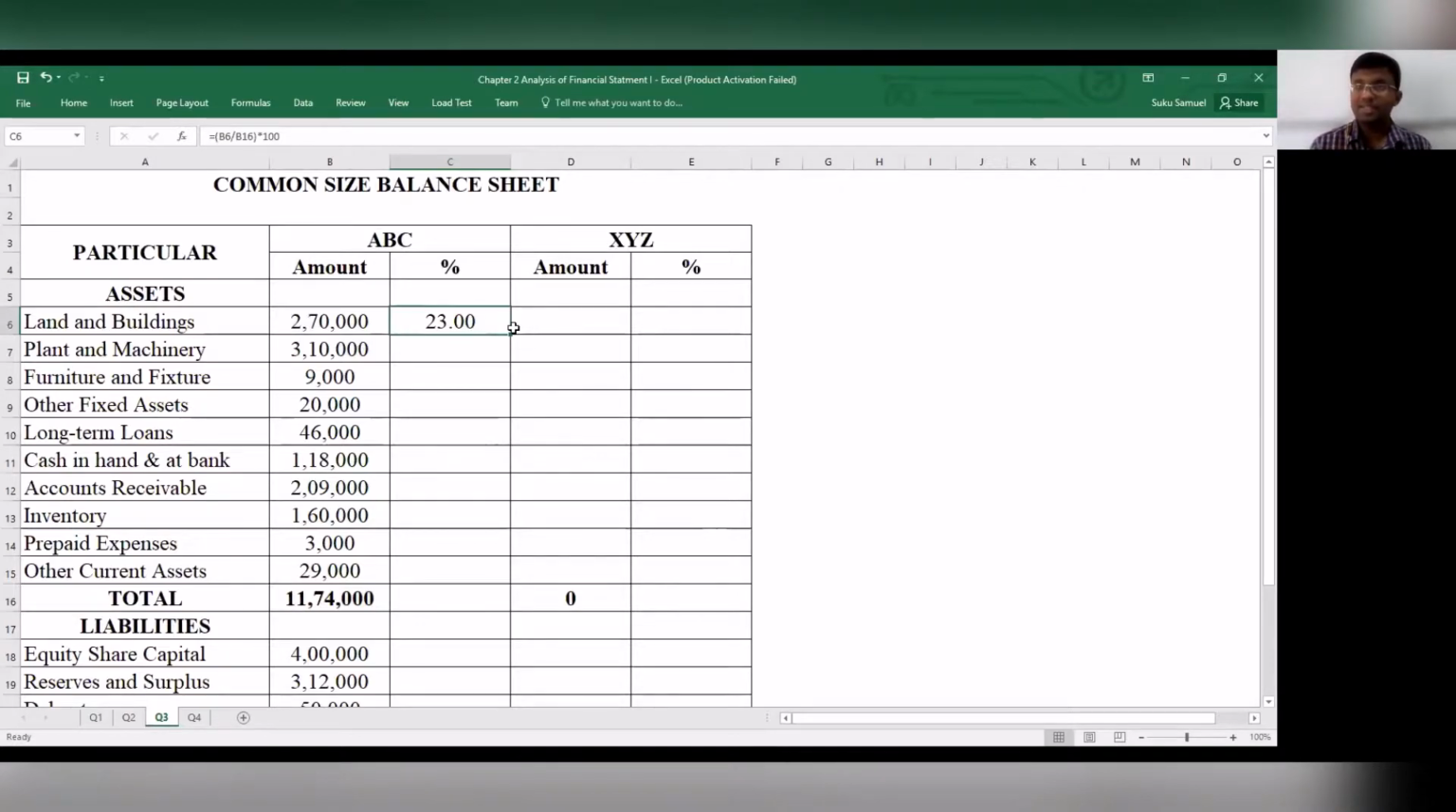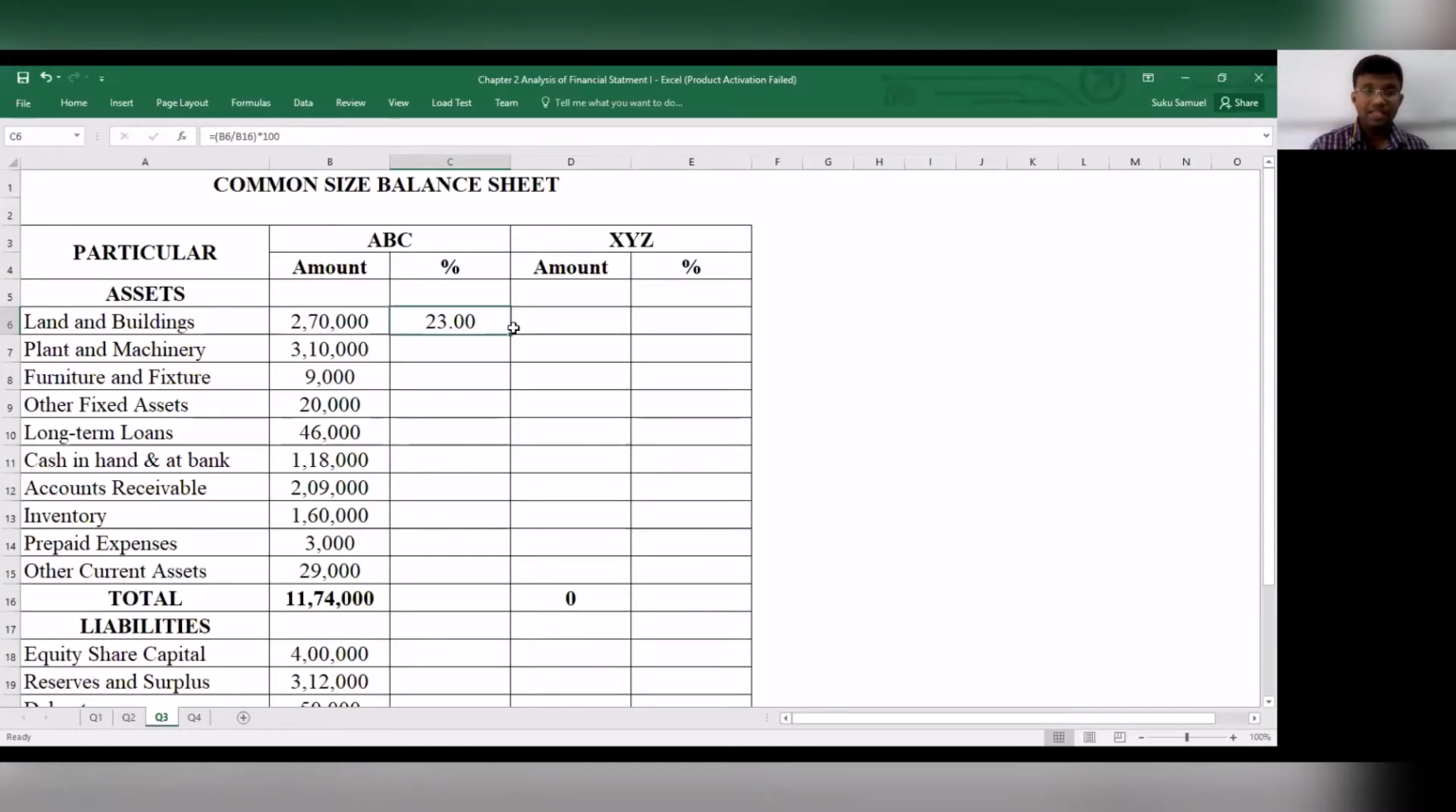So what does it signify? What it signifies is that out of the total assets of ABC, 23% is made up of land and building. So if your total asset of company ABC is 100 rupees, then 23 rupees is the portion of land and building. That is how you would be interpreting.